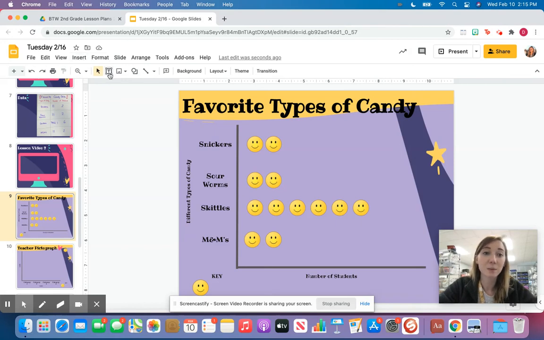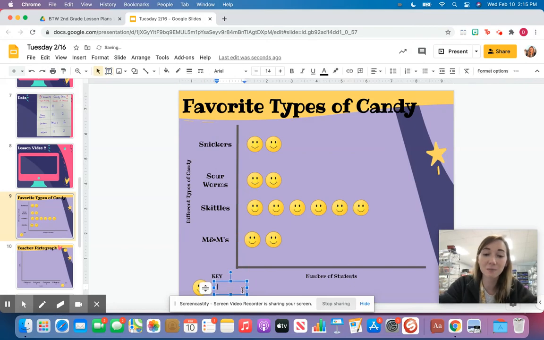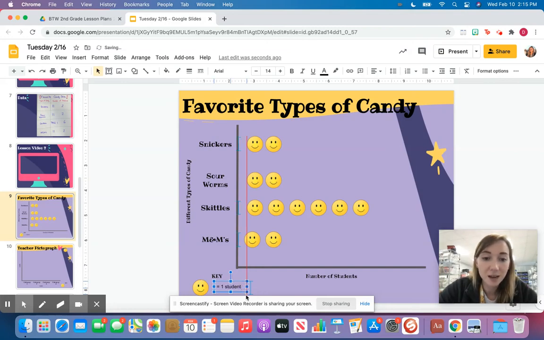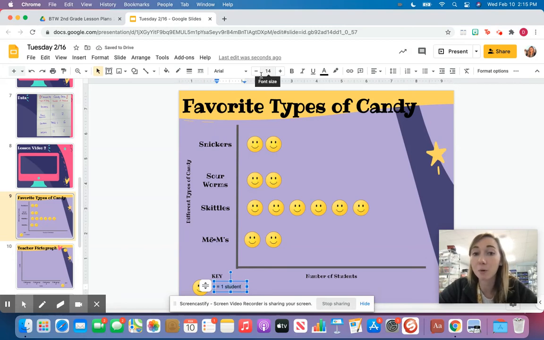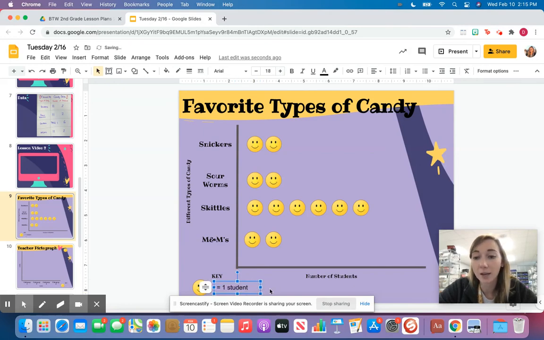Each Snickers represents, or I'm sorry, each smiley face represents 1 student. So I need to make it so that my key says equals 1 student. So sometimes our pictographs, the picture you use might represent more than 1 person. So each smiley face represents 1 person who chose each candy.